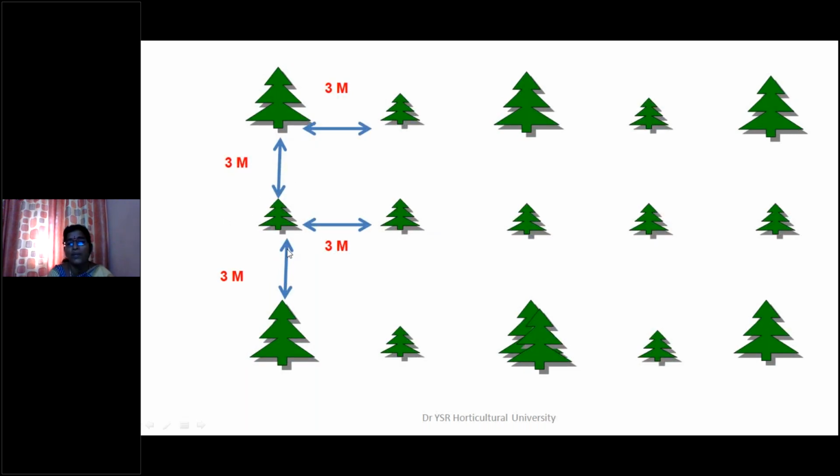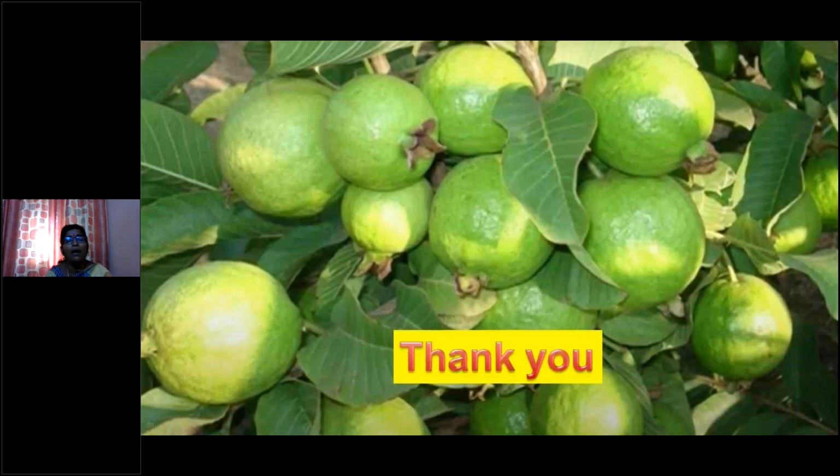In between the 2 rows, we can plant another row, which makes the plant to plant spacing 3 meters, and you can also plant a new plant between the 2 plants in between the rows. So it will become 3 into 3 meters high density planting, so you can get better yields. So thank you very much.